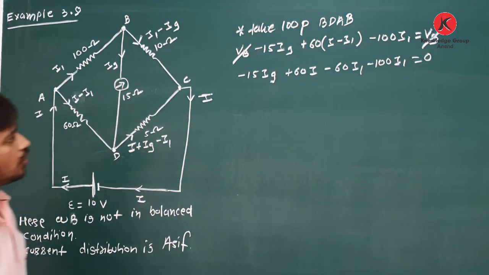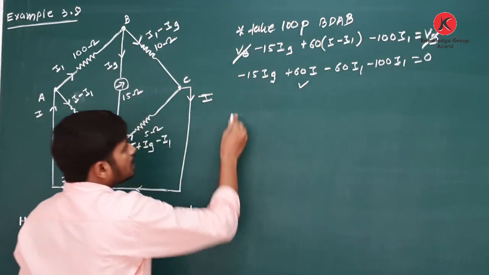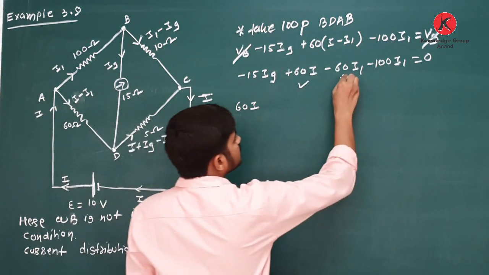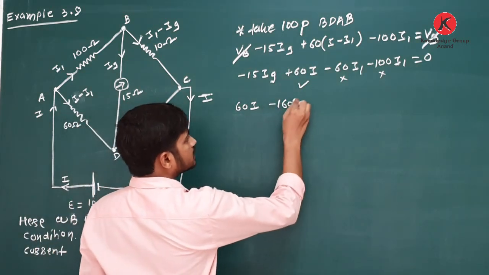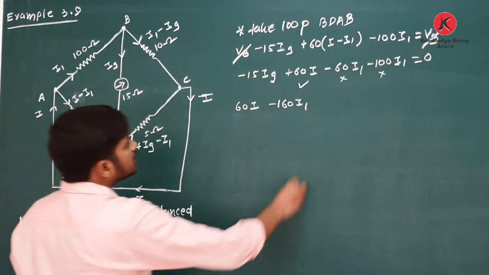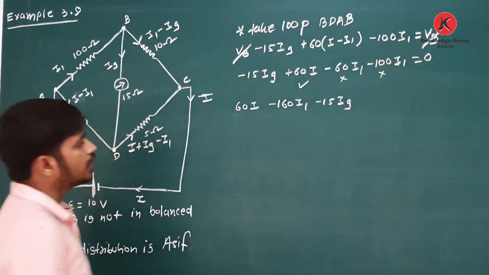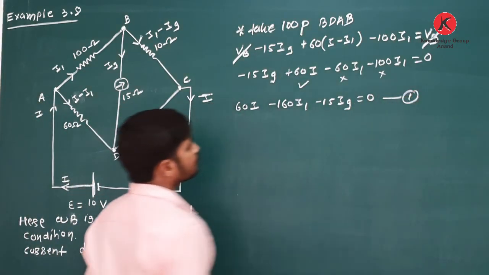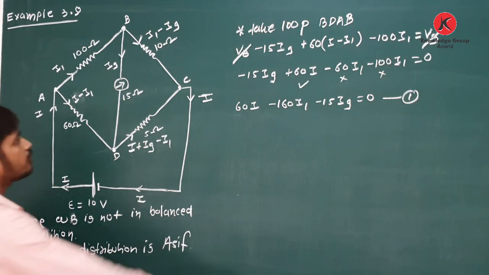Clear about this? Okay. Terms having I, only one, so it is 60 I. Terms having I1: minus 60 I and minus 100 I1 means we have minus 160 I1. Terms having Ig: it is minus 15 Ig, is equal to 0. Equation number 1. Clear about this?